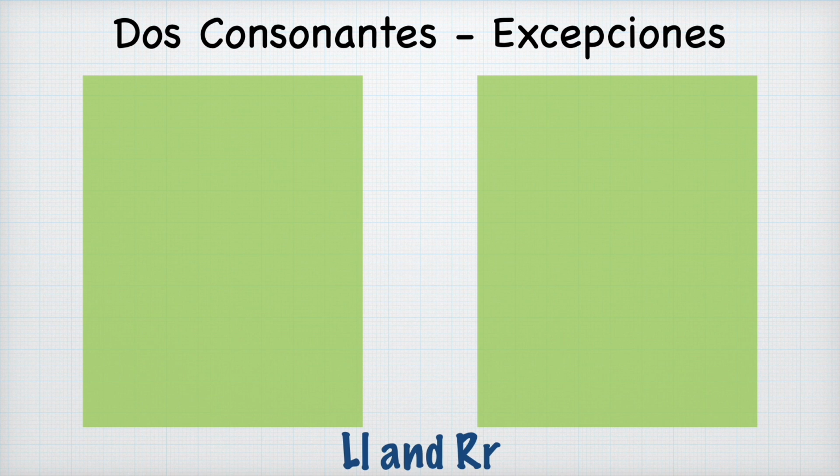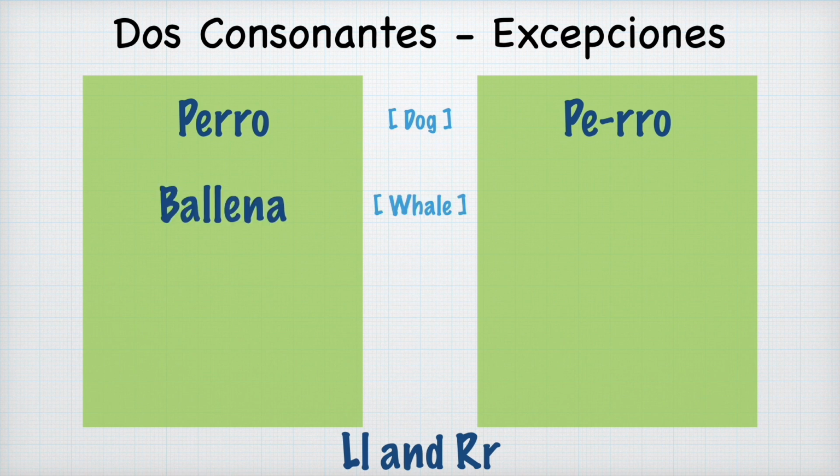The final exception on this topic are the letters double L and double R. Whenever you have the 2 L's and the 2 R's, they're going to be treated as a single letter, and they're also not going to be divided. Here are a few examples. Perro, perro. The 2 R's are going to stay together.